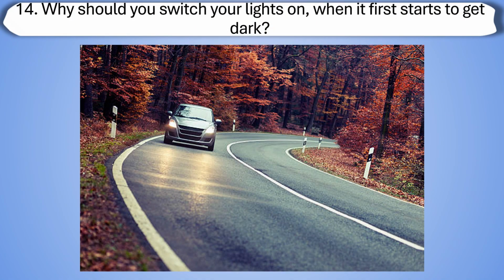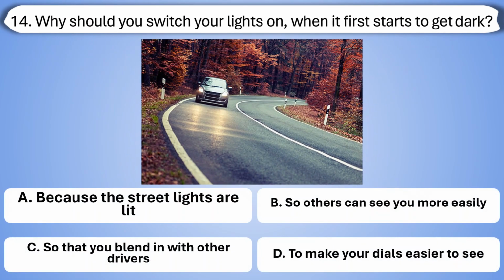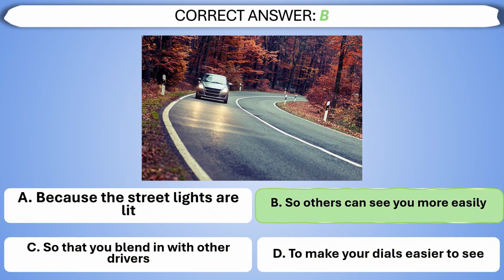14. Why should you switch your lights on when it first starts to get dark? A. Because the street lights are lit. B. So others can see you more easily. C. So that you blend in with other drivers. Or D. To make your dials easier to see. The correct answer is B. So others can see you more easily.